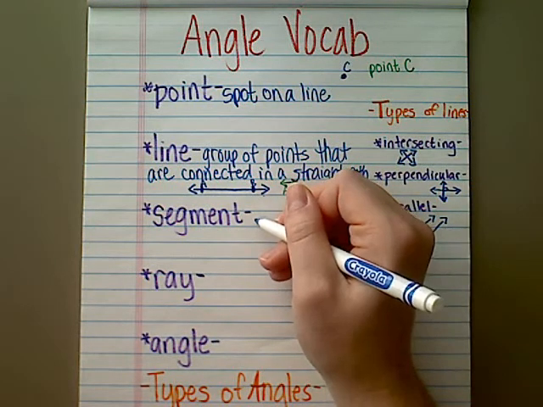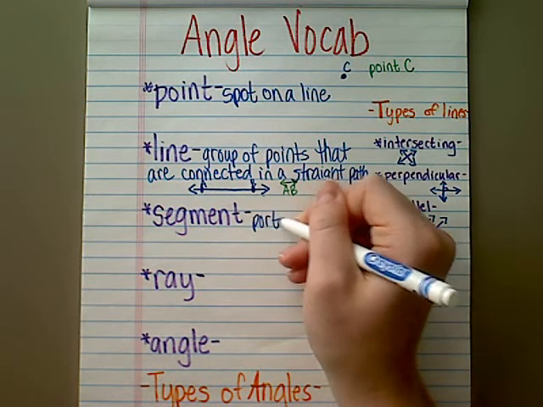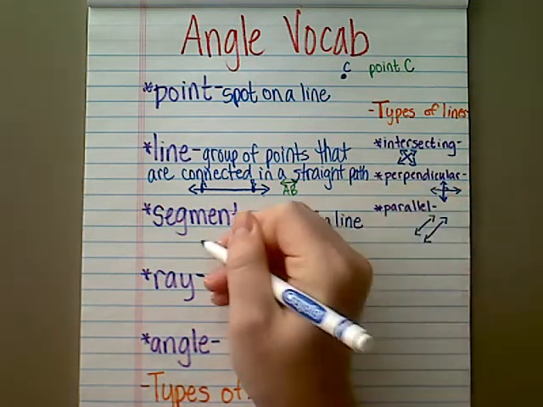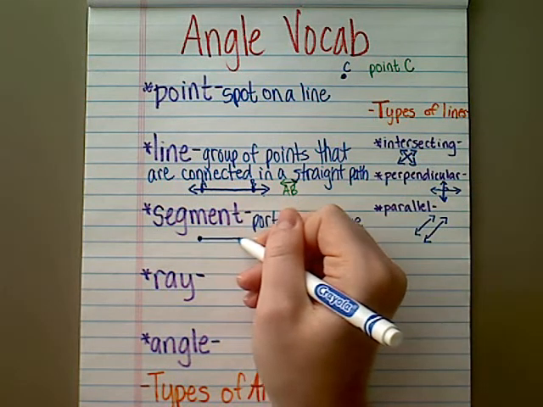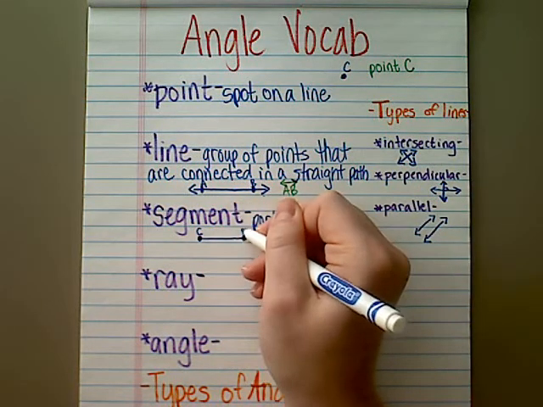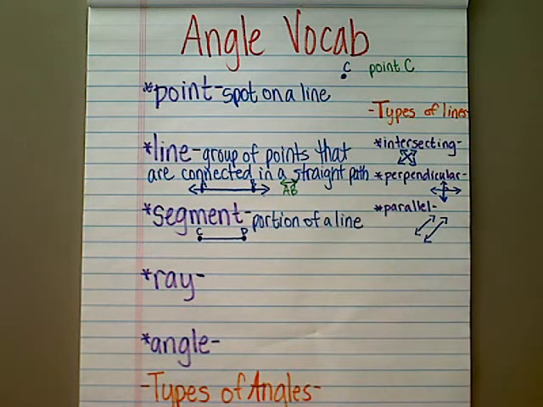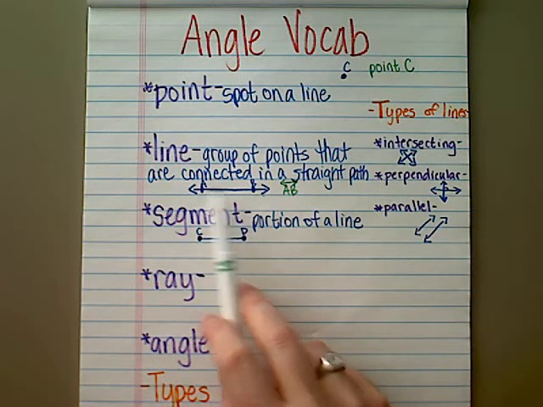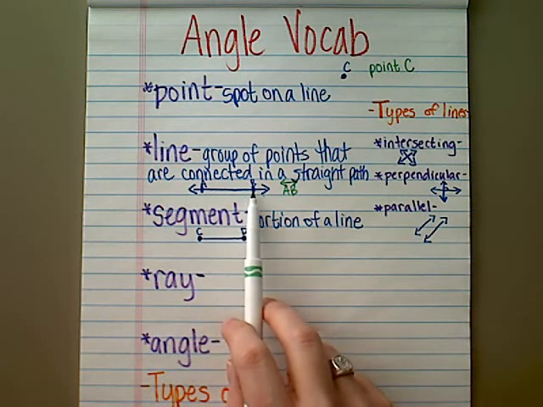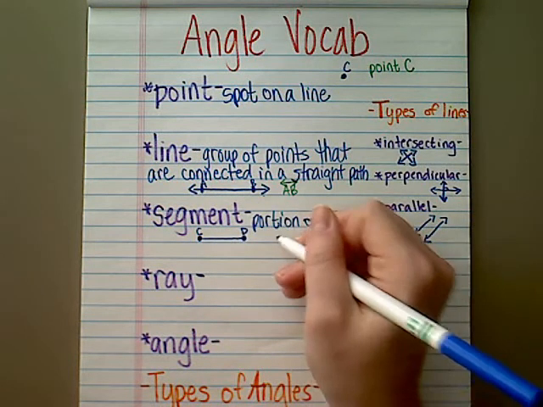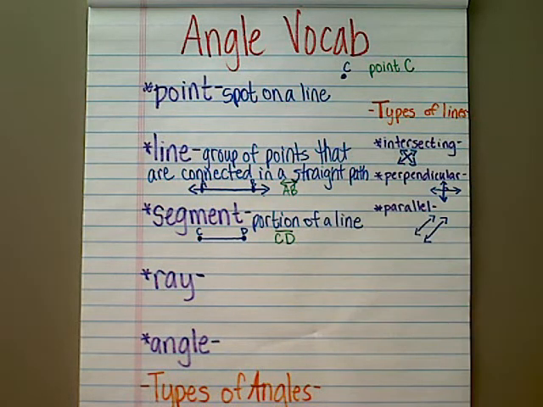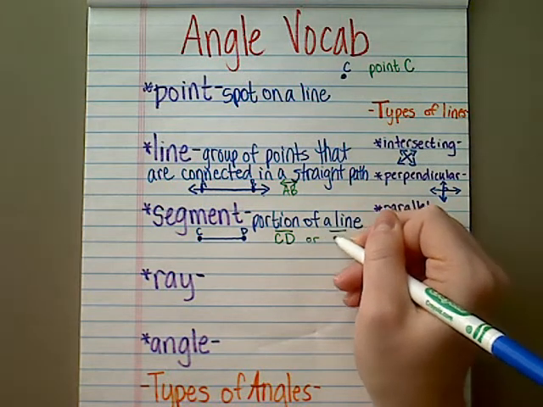A segment is a portion of a line, and we draw that by showing the 2 endpoints. Again, those points are labeled. So this would be segment CD or segment DC. We can name it either way, just like with a line. We said this was AB, but we could also name it BA. And then if I were to write this down as an answer, I would call that segment CD, or I could also say segment DC.